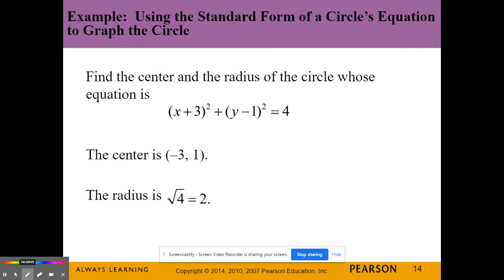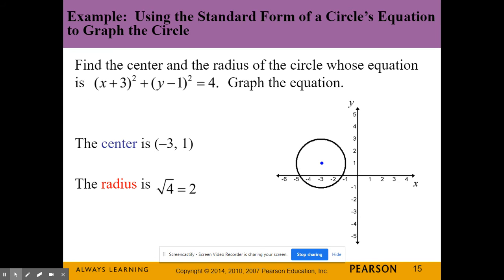So then for this one, it's really the same idea, it's just that we're not also graphing it. What's the center? h is getting subtracted from x, so if it's plus 3, h is negative 3. k is getting subtracted from y, so it's positive 1. Take the square root of the constant there, and you get 2. So the radius is 2. The center is at negative 3, 1. If we go to graph it, here's the center at negative 3, 1, then the radius of 2, drawing the circle around it.